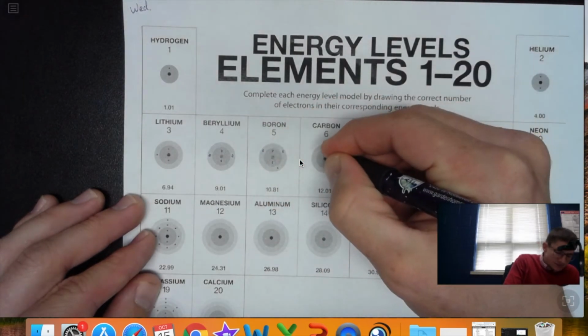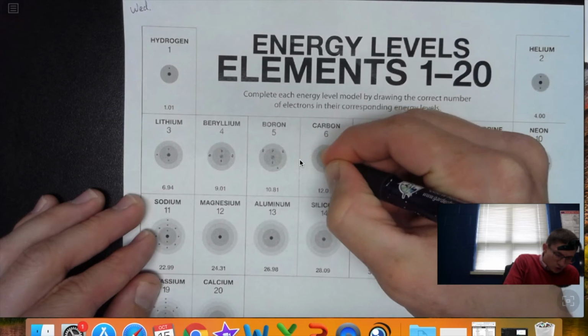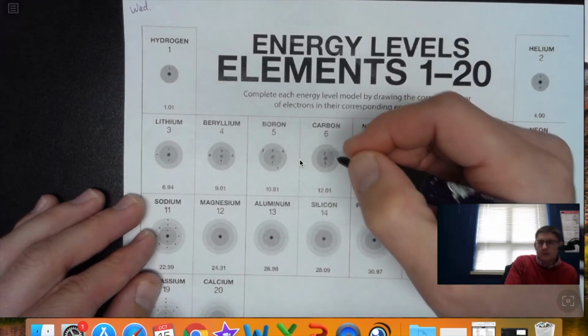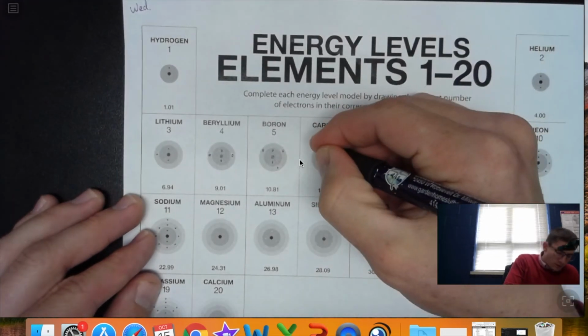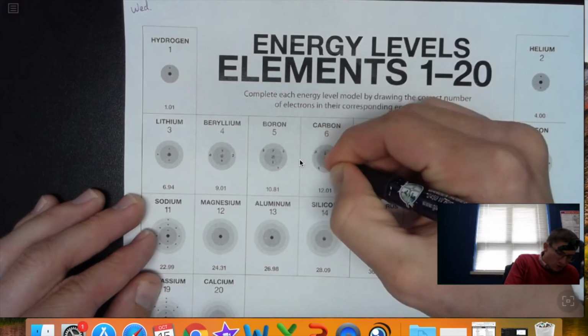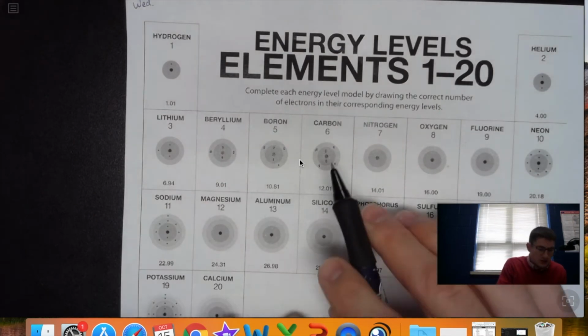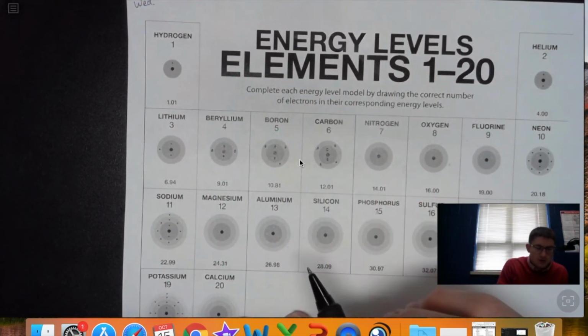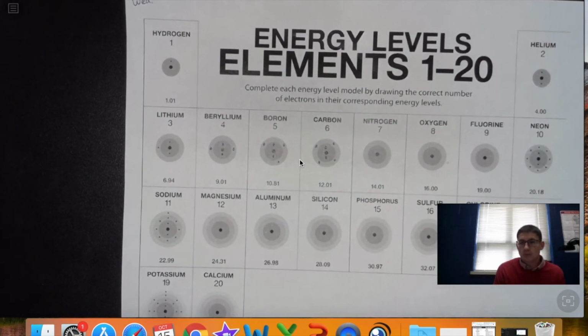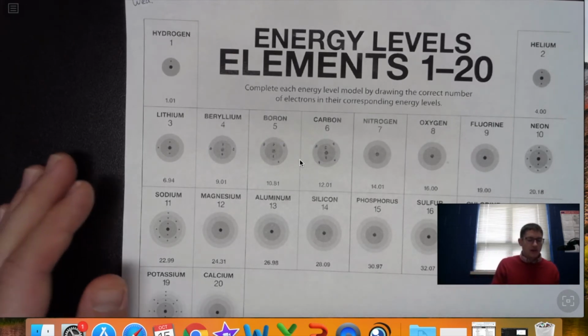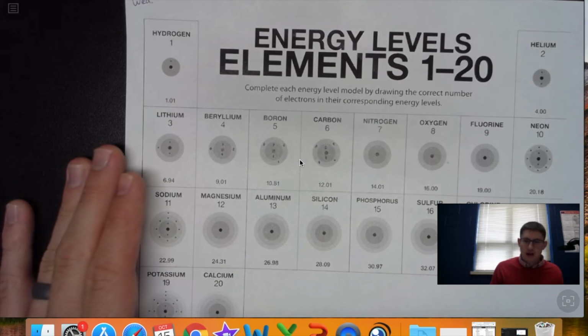Carbon has 6, so if we've got 2 electrons in the inner level, a total of 6 would be plus 4 more. 1, 2, 3, 4, and you'll notice when I'm putting in the electrons, I want to actually try to evenly space them out because electrons actually have the same charge as each other. They're both negative. They don't want to actually be by each other, so they want to spread out in that space that they have in that electron cloud and being how that's represented.